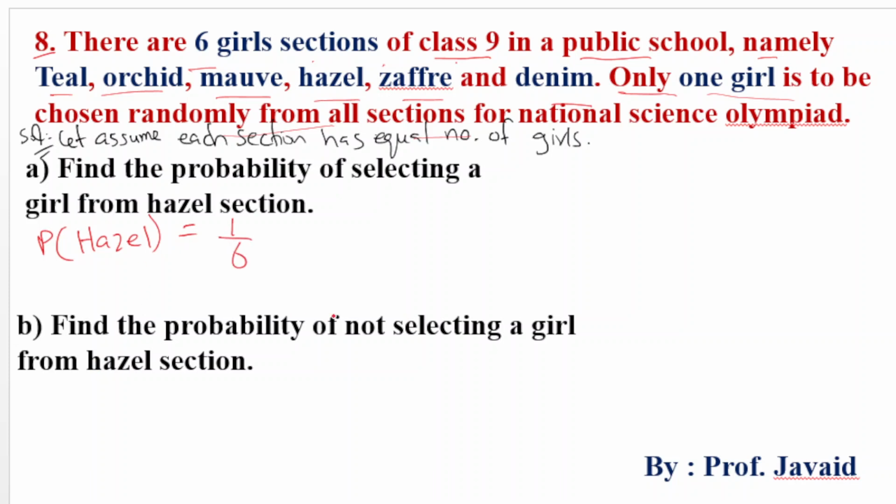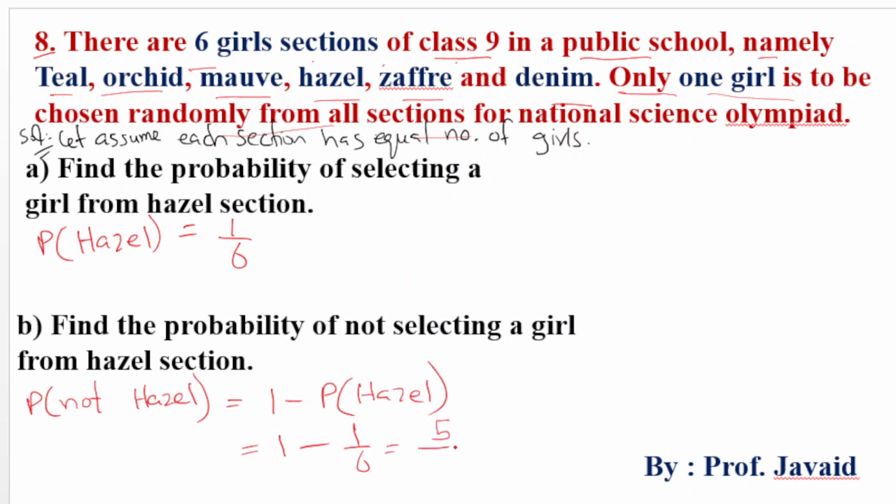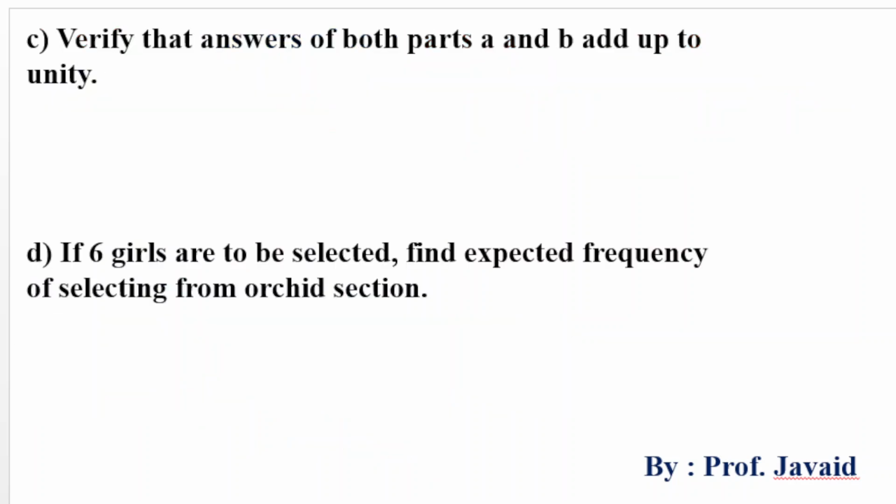Okay, find the probability of not selecting a girl from Hazel section. So what will we do? It's very simple. Probability of not Hazel section will be 1 minus probability of Hazel. We already found the probability of Hazel is 1 over 6. So by solving, 6 one time and minus 1, that will be 5 by 6. Okay, so I hope you understand. Now move to the third part.